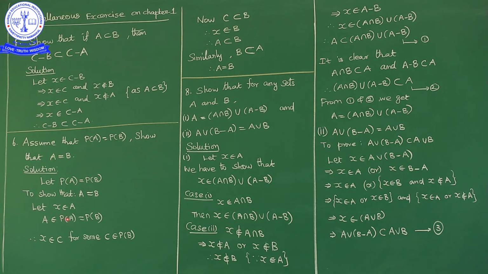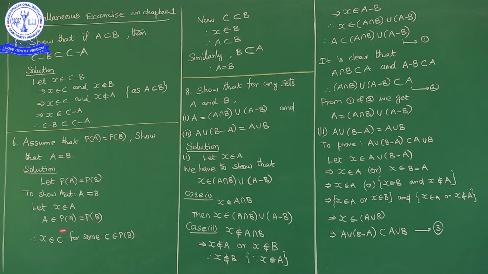A is an element of the power set of A, as A belongs to P of A, which is equal to P of B. So A belongs to P of B. It means x belongs to A here. I am considering x is an element of A. Now in P of A you have all subsets of A, so A is also a subset of A. So A belongs to P of A, which is equal to P of B. So A belongs to P of B.